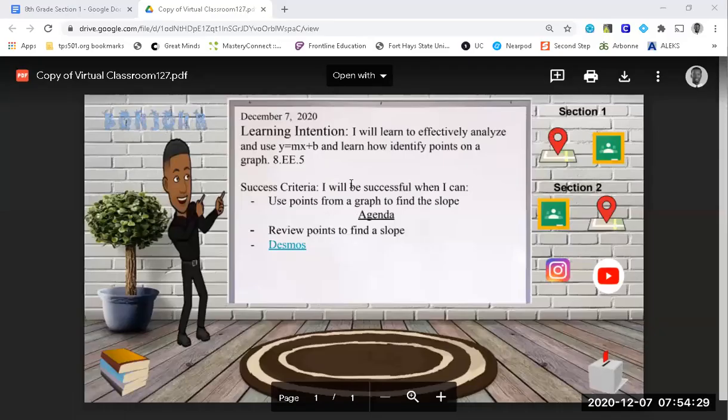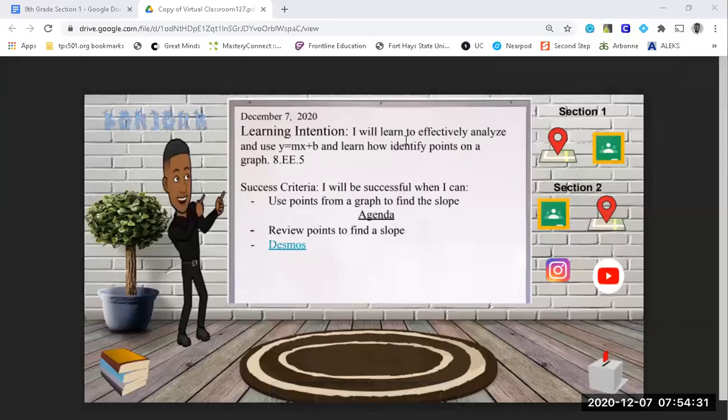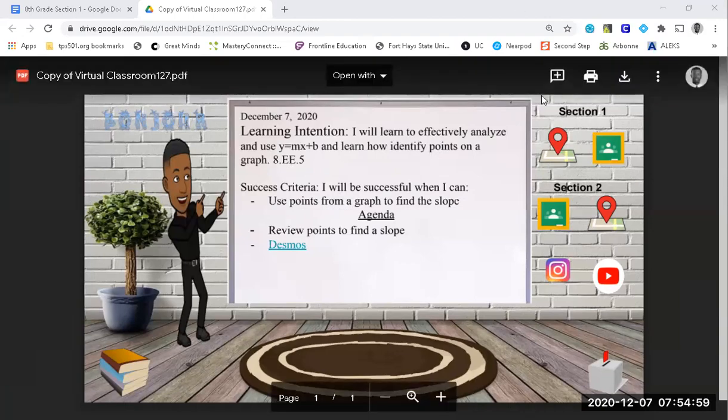Okay, so for today's class, our learning intention states that I will learn to effectively analyze and use y equals mx plus b, which is the equation of a line, and how to identify points on a graph, looking at standard AE5. Success criteria states I will be successful when I can use points from a graph to find the slope. So today we're really just focusing on using those 2 points from the graph to find what m is, which is the slope. We're also going to introduce what the slope formula is.